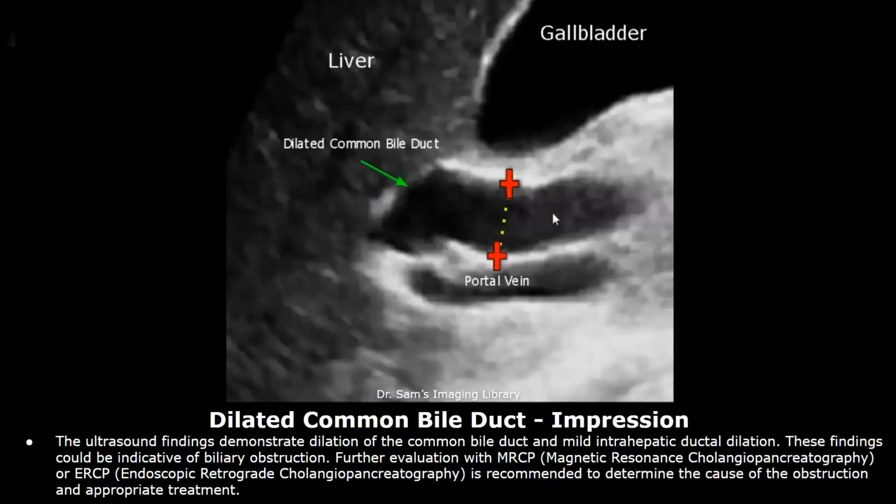This is the impression. The ultrasound findings demonstrate dilation of the common bile duct and mild intrahepatic ductal dilation. These findings could be indicative of biliary obstruction. Further evaluation with magnetic resonance cholangiopancreatography or endoscopic retrograde cholangiopancreatography is recommended to determine the cause of the obstruction and appropriate treatment.